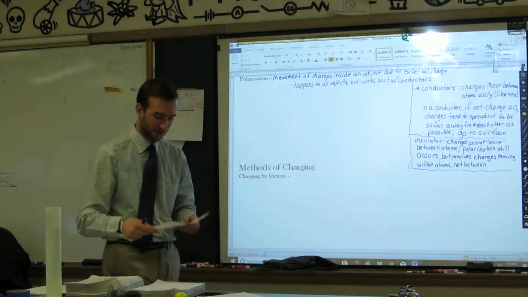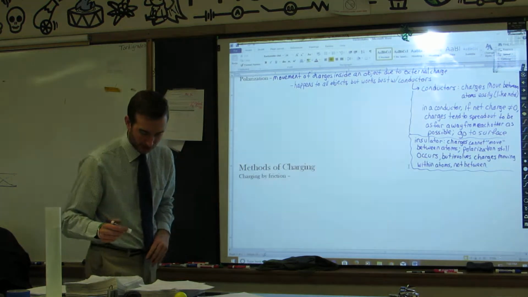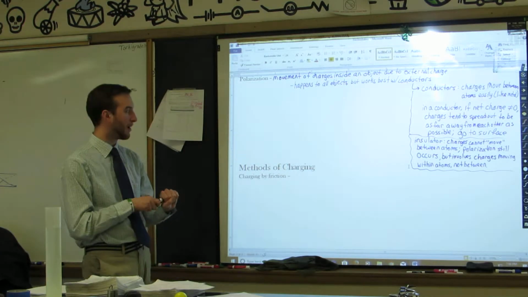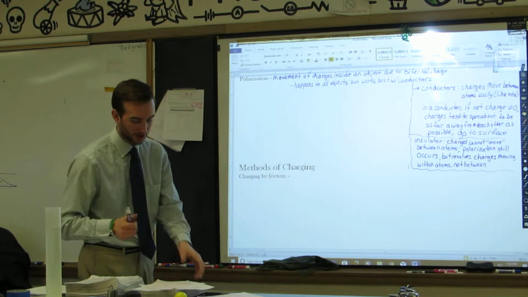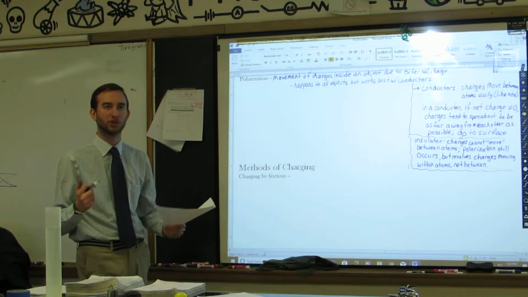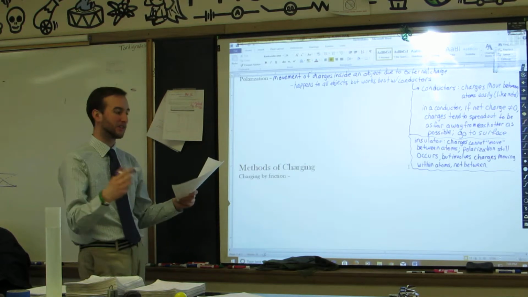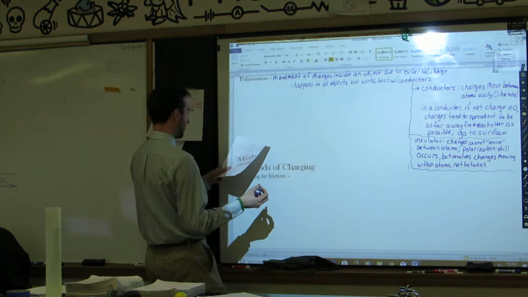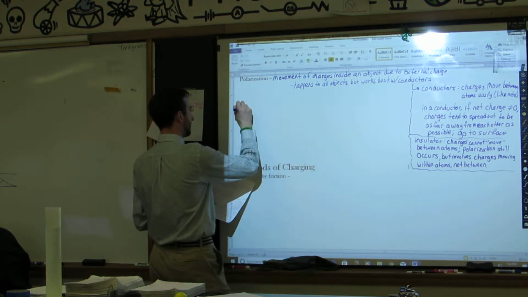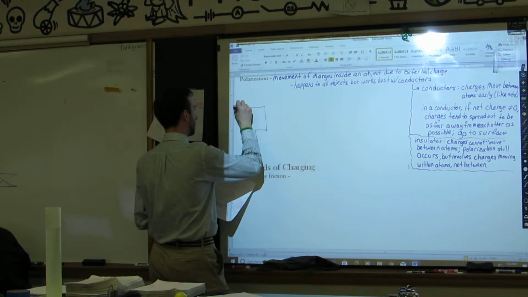So, let's see, where were we? Insulators and conductors. Okay, now we're ready to talk about what actually happens in polarization. I'm going to make some drawings. I'm going to show essentially the step-by-step process of what happens. So let's start off with a neutral object. I'm just going to draw a square.